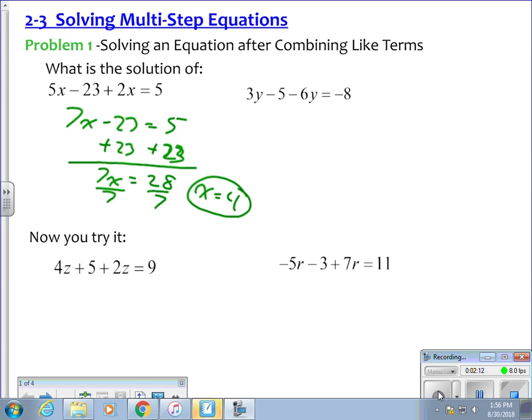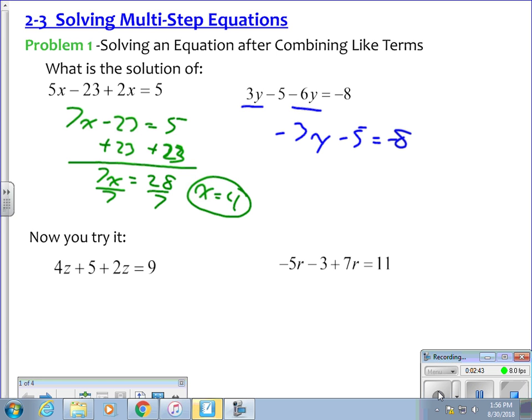Same thing here. My first step, combine like terms. I have 3y and I have negative 6y. So I have positive 3 minus 6. How many y's do I have? Negative 3. Okay. Negative 3y minus 5 equals negative 8.